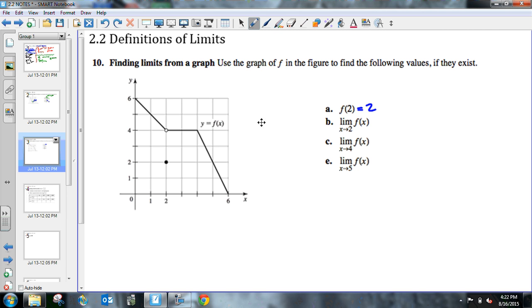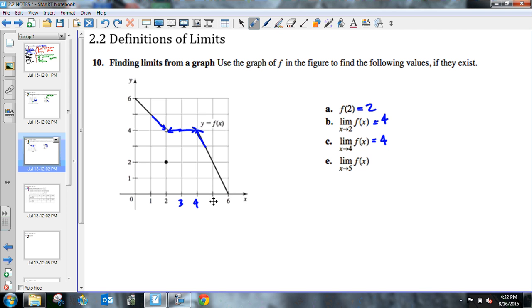Then it's asking, well, what's the limit value as x approaches 2? So let's go to our function. As we approach 2 from the left and from the right of our function, what y value are we approaching? And that's 4. Then the limit as x approaches 4, let's do that one. So this is 3, this is 4. As we approach from the left, we're approaching 4. And as we approach from the right, we are approaching 4. So the limit value here is also 4.